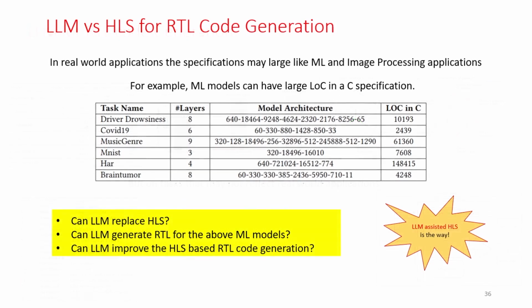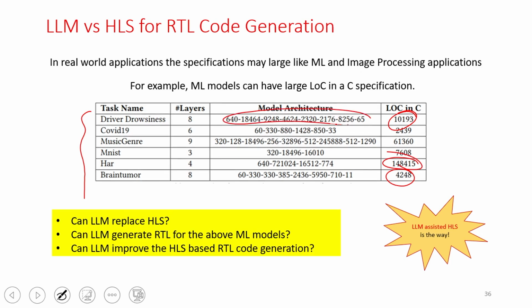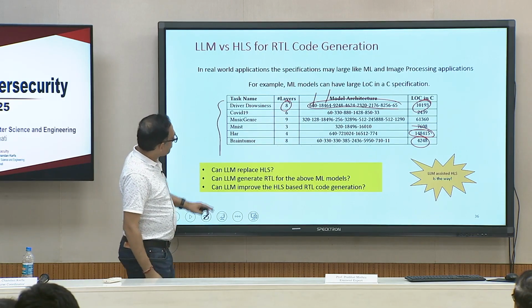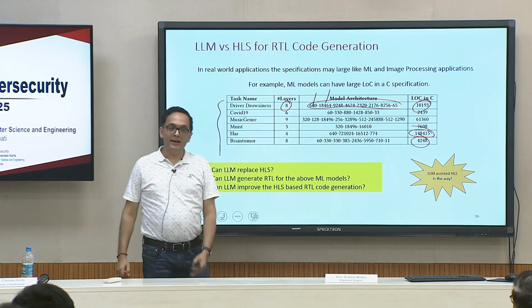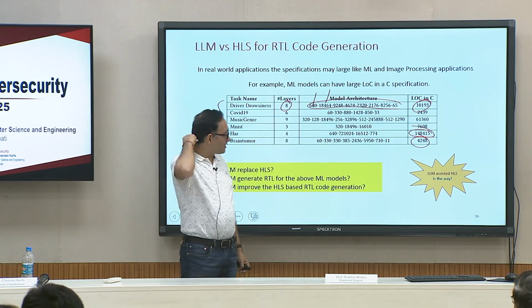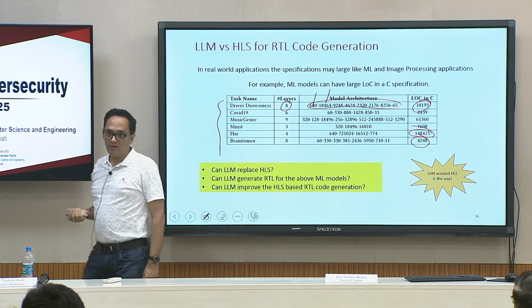Whereas if you consider the ML models, we have considered 6 ML models in our experiment, the code size is 4,000, 10,000, 148,000 and so on, right. This is the kind of model size, this many layers. So, it has basically 8 layers, first layer has 640 neurons, this has 18,460 neurons and so on, right. These are also small models, these are not the big models. So, the size of your design is too big, and LLM is not something that can handle such a big specification and give you Verilog code, right.